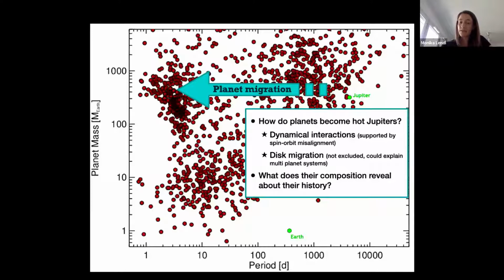And then disk migration, so while the planets are embedded in a protoplanetary disk, they move towards the star due to the interaction with that gas and dust disk that they're embedded in. And so, of course, one thing that a lot of people are really curious about these days is whether or not the composition of these hot Jupiters, because that's something we can actually start to measure, will tell us something about the way the planet ended up where it is, about its history.